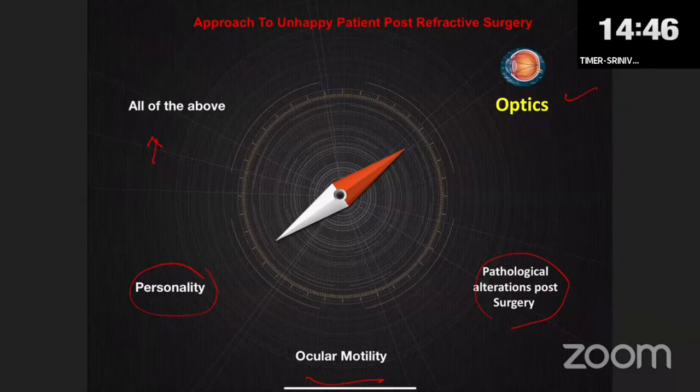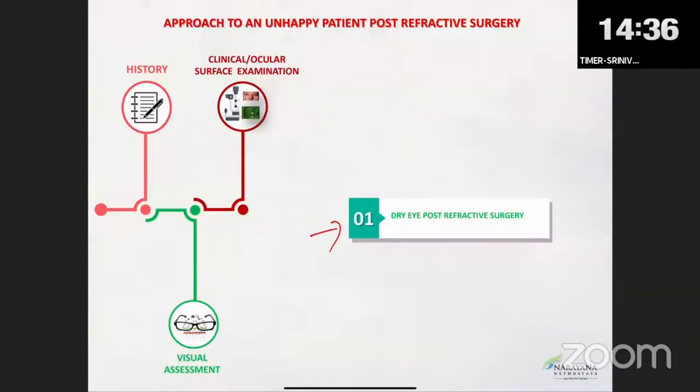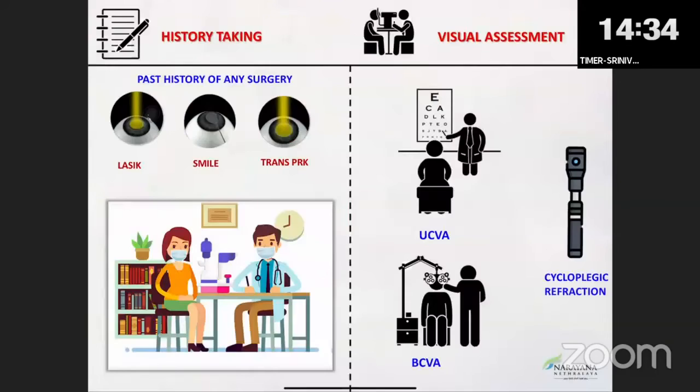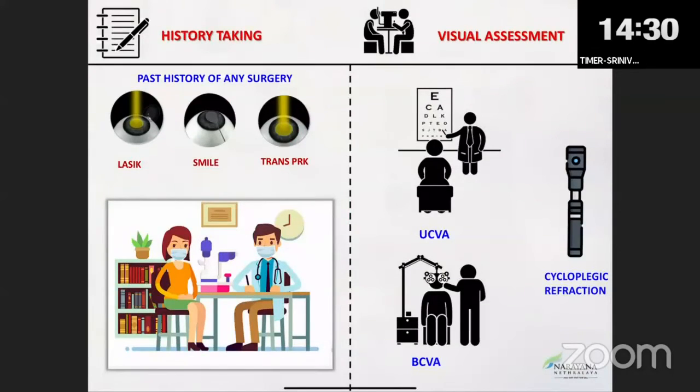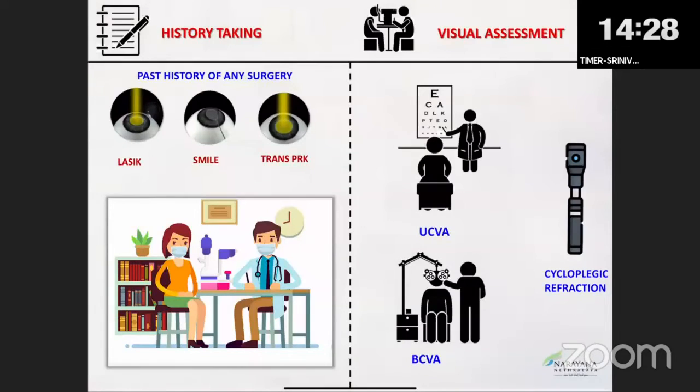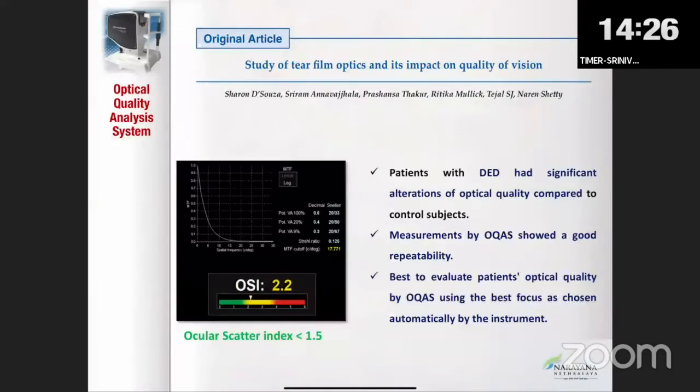The approach to an unhappy patient is a very detailed examination, which I don't want to dwell on, but it's all about, from your tears to brain, try to look at everything possible which can make him unhappy. The visual assessment, the dry eye assessment, but it's important when you look at dry eye to look at the tear film very closely. There are different types of tear film assessment today, which look at an optical scatter index.